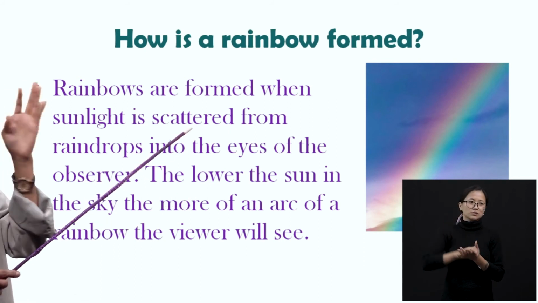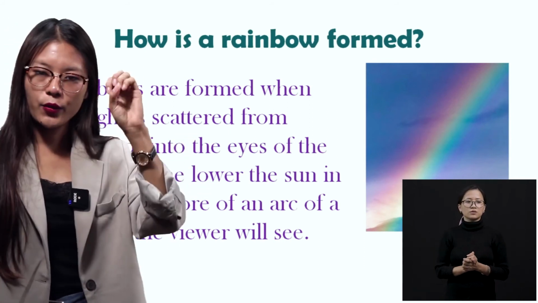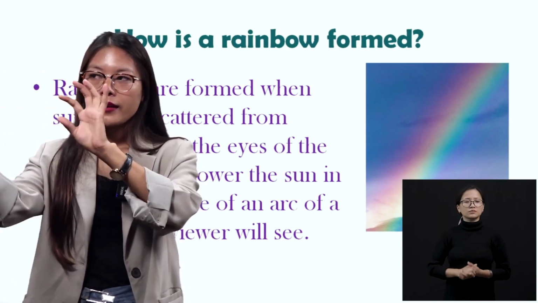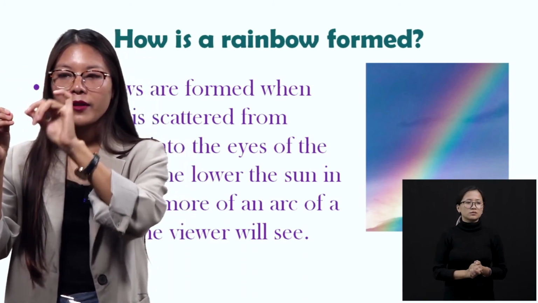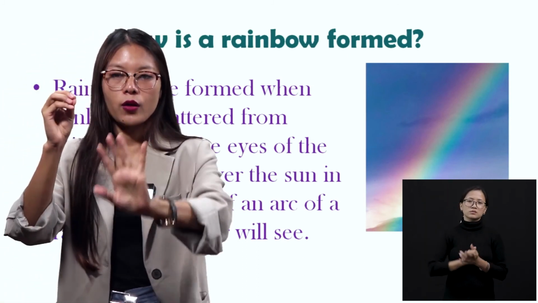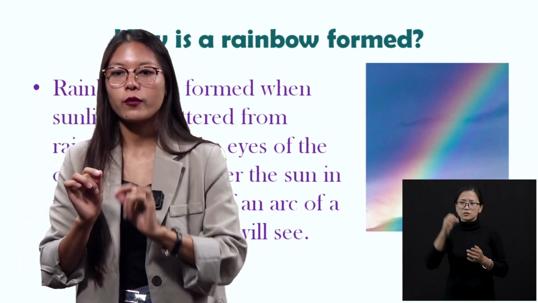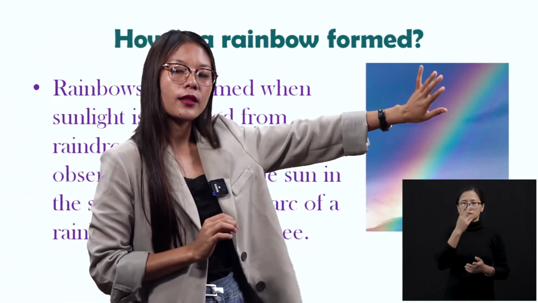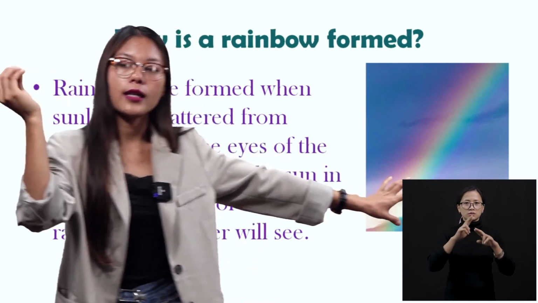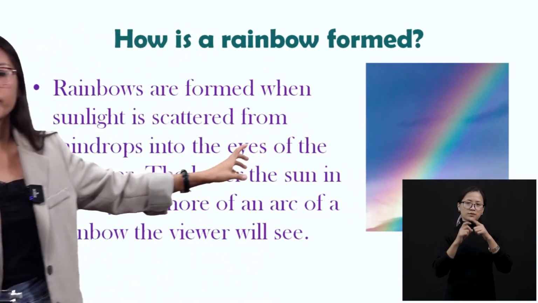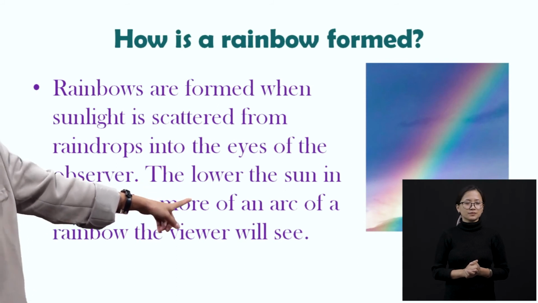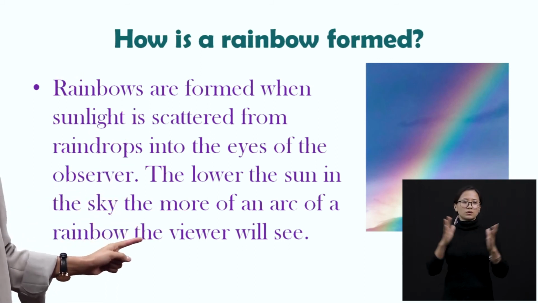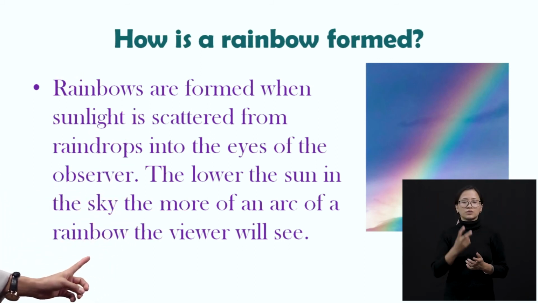That means when it is slightly drizzling, with light rain, sometimes the sun also appears, even if it is drizzling. When the sun shines on those tiny droplets of water, these colors appear. And the lower the sun is in the sky, the more of an arc of a rainbow the viewer will see.